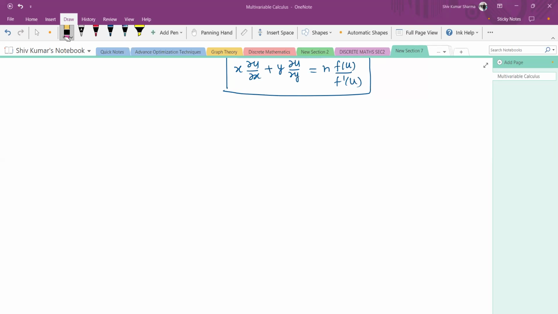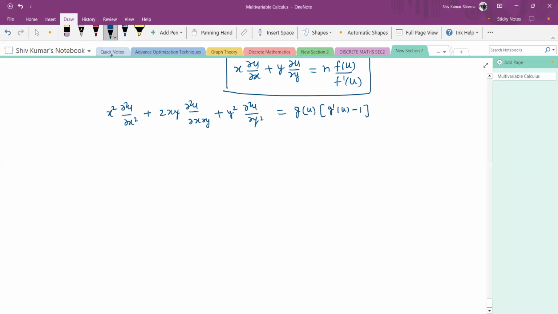We have a second deduction in continuation of the previous lecture. So the second deduction is related to the second derivative. We write it as x² ∂²u/∂x² + 2xy ∂²u/∂x∂y + y² ∂²u/∂y² = g(u)[g'(u) − 1], where g(u) = n f(u)/f'(u). So this is the second deduction.